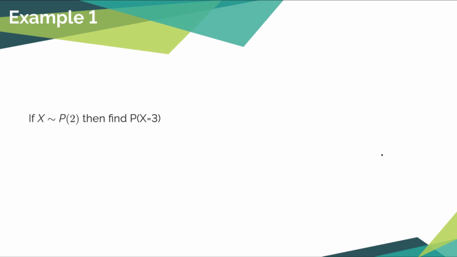Let's try some examples. The first example is very straightforward. You are given that a random variable x follows Poisson distribution with parameter 2. That means lambda is equal to 2. And we are to find out the probability of x equal to 3.